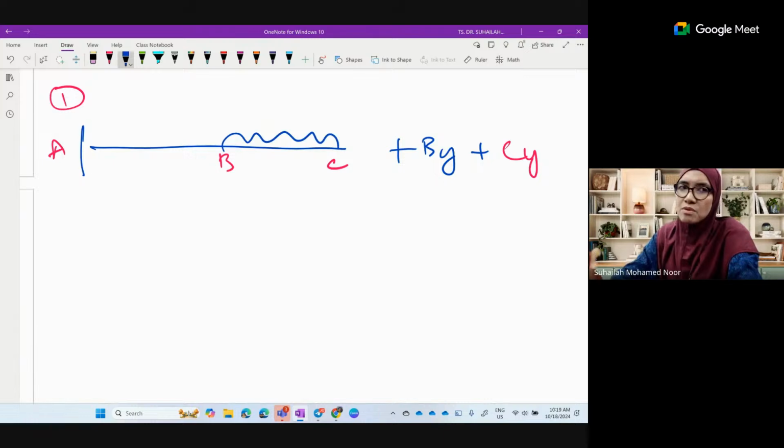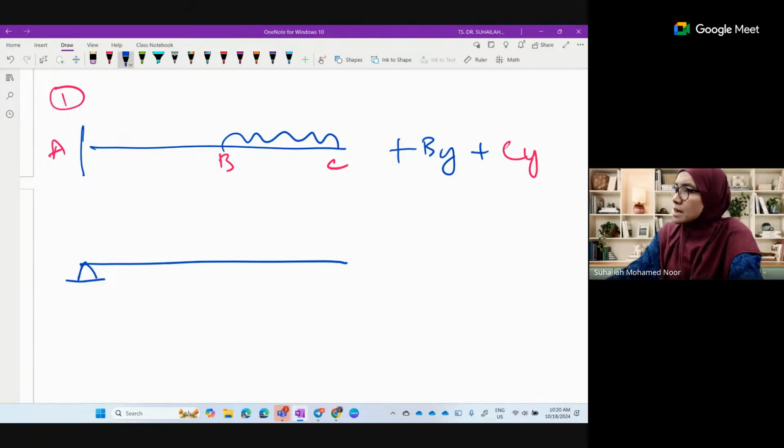Second possibility: we remove 1 from the fixed support, so it becomes a pin, and we remove either one, for example BY. If we remove BY, CY remains. The loading remains. This is the primary structure, now a simply supported beam. To have this as the primary beam, we remove MA and BY.